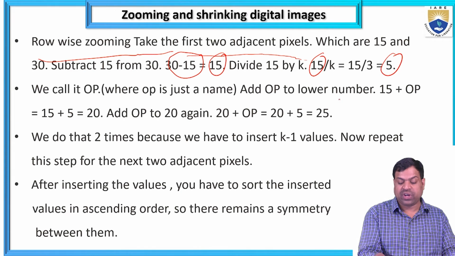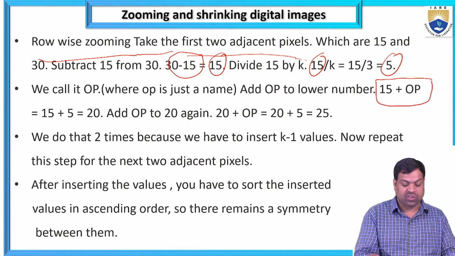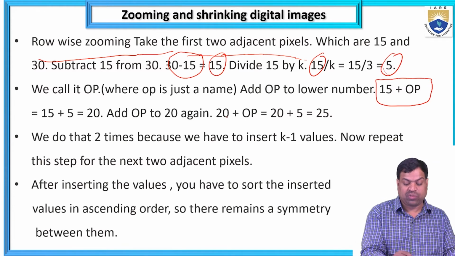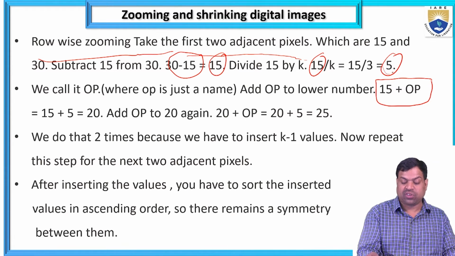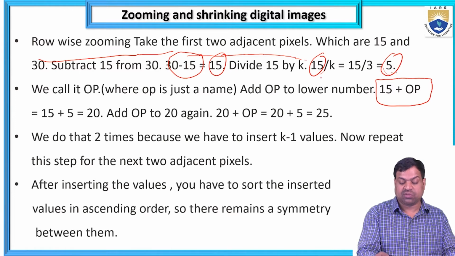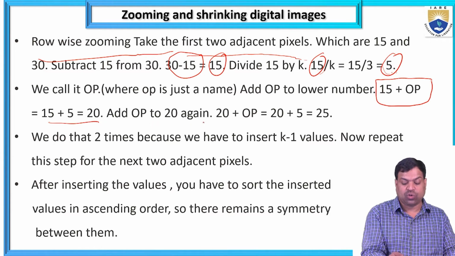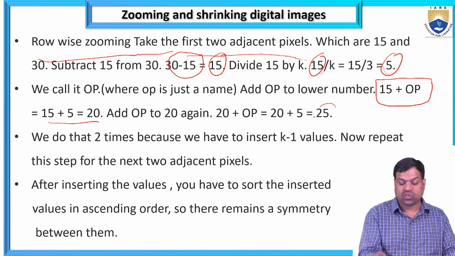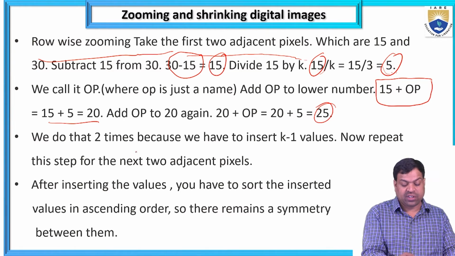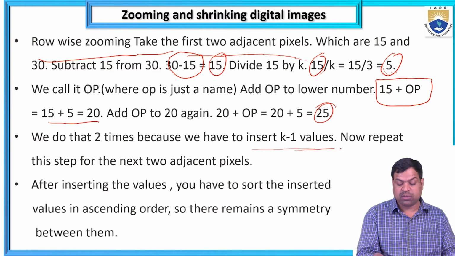Add output value to the lower number. So 15 plus the OP value, 15 plus 5, is 20. Add OP to 20 again. So 20 plus 5, 25. So we do it 2 times, because we have to insert k minus 1 values.